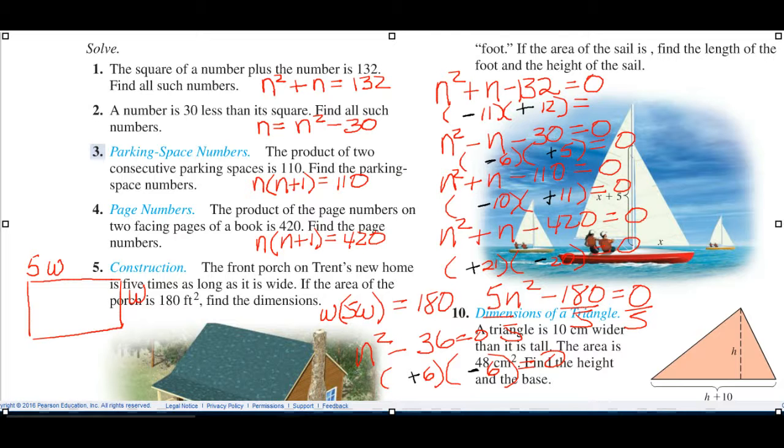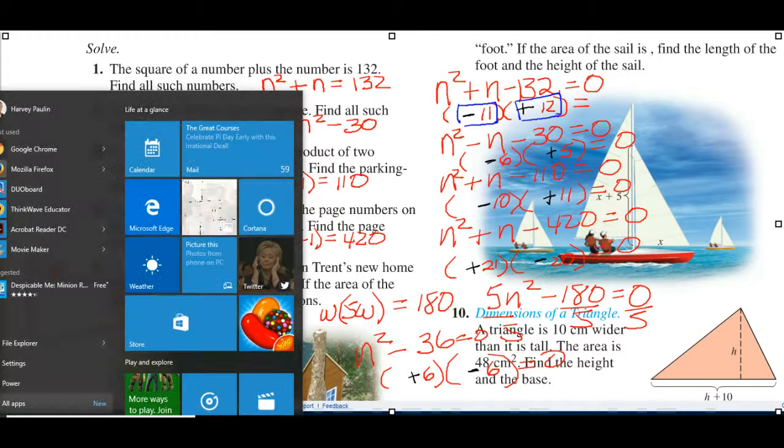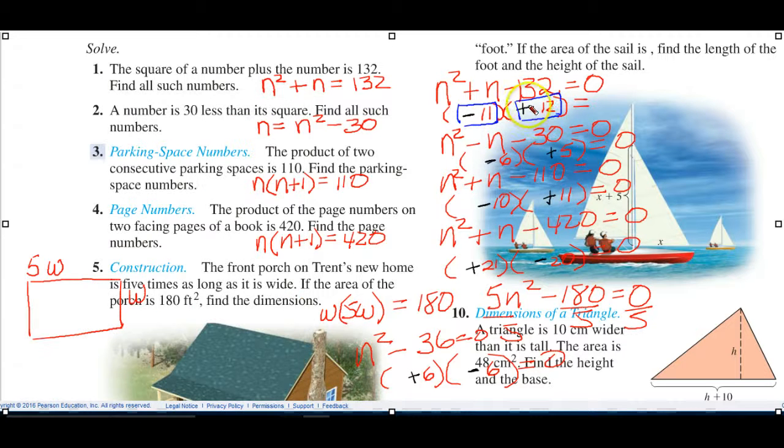Well, it depends on what they're asking. It's going to be opposite signs. So this one would be a positive 11 and a negative 12 would be satisfactory answers for number 1. And again, basically it's just opposite signs for all of these. So this would be a positive 6 and a negative 5.